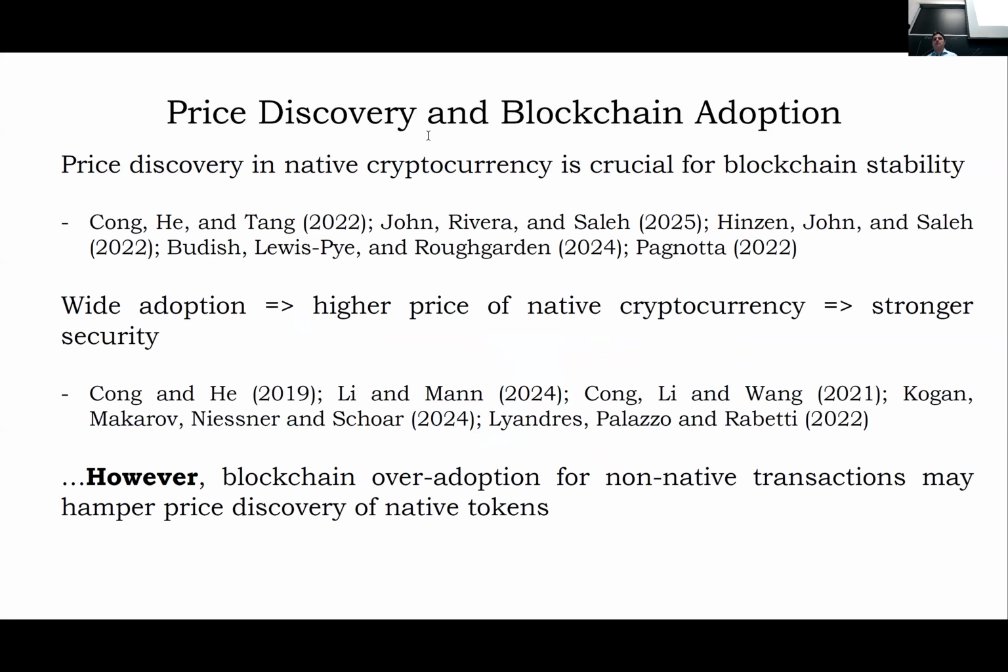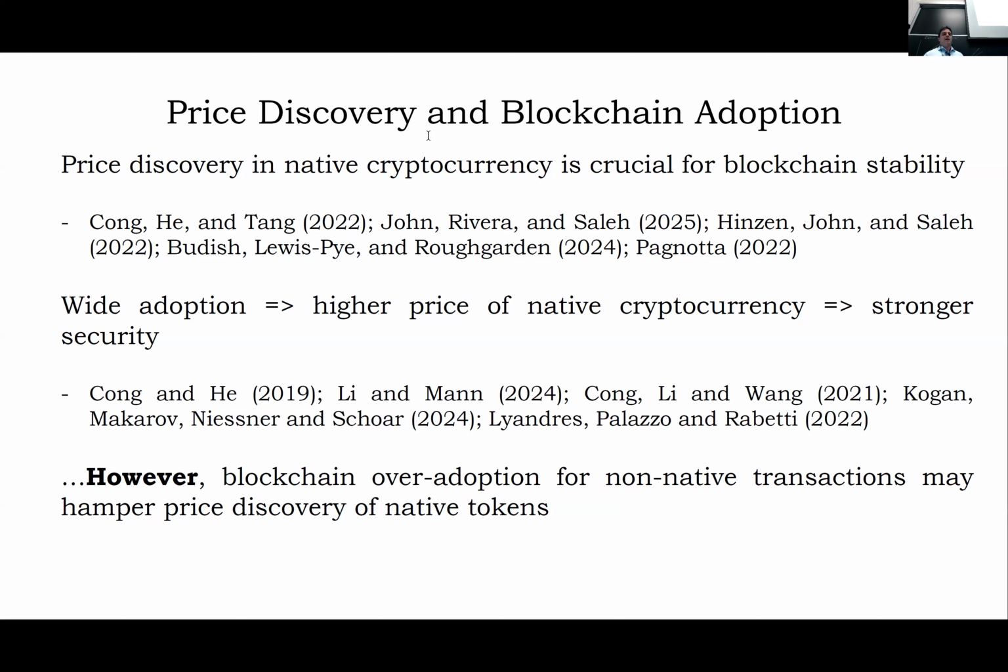And the question is, how does price discovery relate to the adoption of a blockchain? If we think about price discovery in the native cryptocurrency, native means, let's say, Bitcoin: the native cryptocurrency of the Bitcoin blockchain is Bitcoin. If you think about Ethereum, the native cryptocurrency of the Ethereum blockchain is ETH. Of course, price discovery in this native cryptocurrency is very important because it ensures that the blockchain is stable, in the sense that it's not subject to attacks. If the cryptocurrency is strong and has a large value, it is difficult for an attacker to borrow it.